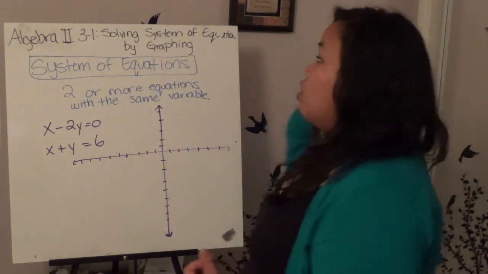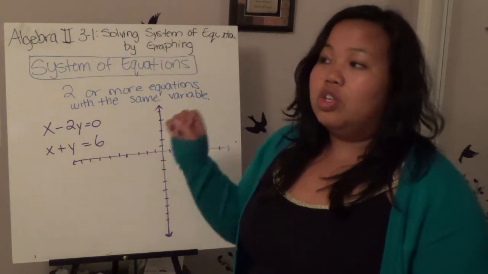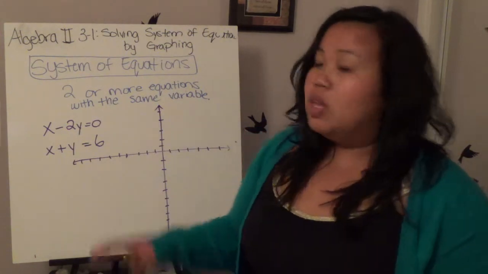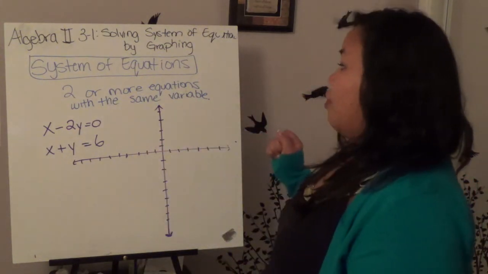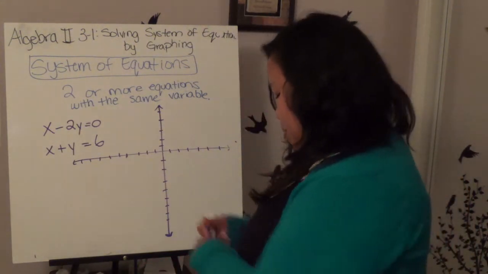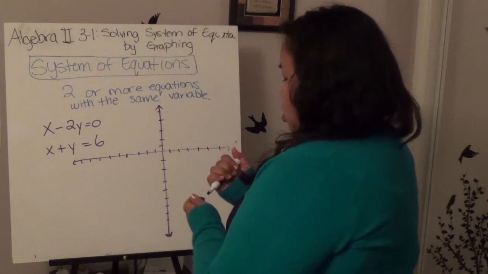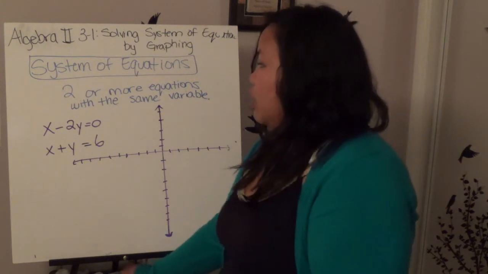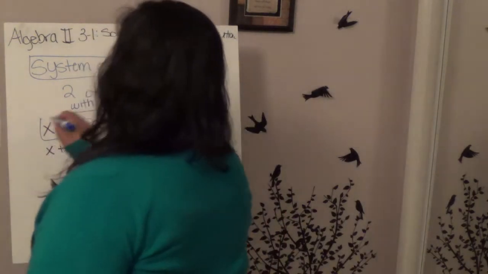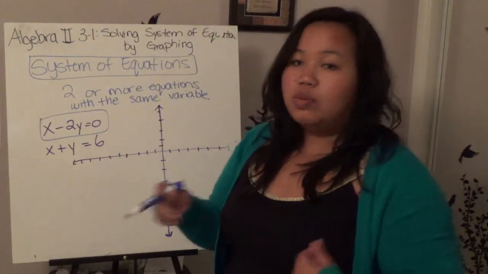For this section, we're going to learn how to do it using graphs, and then next section we're going to do it algebraically. So, for example, we have this one, and I'll walk you through, and then we'll do an example together. So, let's graph each equation. I'm going to graph this one first: x minus 2y equals 0.